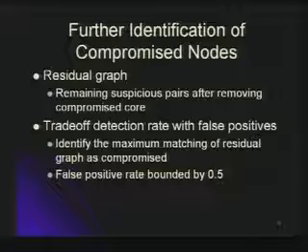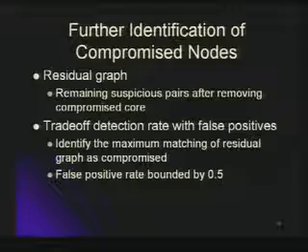So now come to the question previously asked. Suppose after I remove all those compromised nodes, there may still be suspicious pairs remaining in my graph, right? So what happens? What should we do with those nodes? With those nodes, we cannot reason for sure which node is compromised.